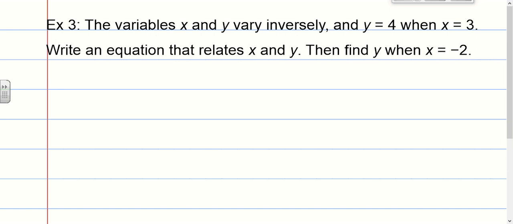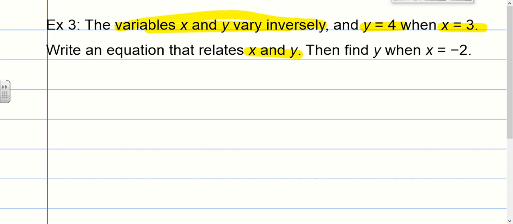Example 3. The variables x and y vary inversely. So that's what I was talking about earlier. It tells you variables x and y vary inversely, and y equals 4 when x equals 3. Write an equation that relates x and y. Then find y when x is equal to -2. So let's just take this a piece at a time.